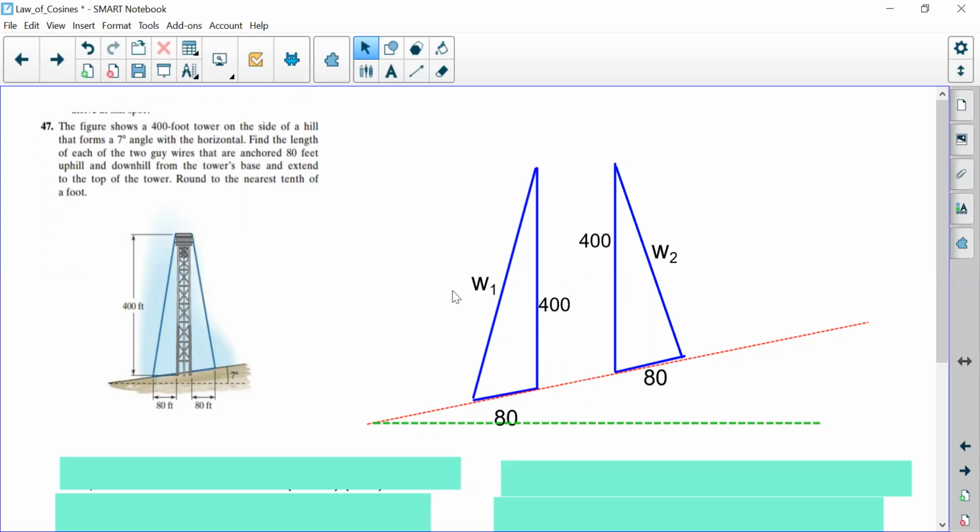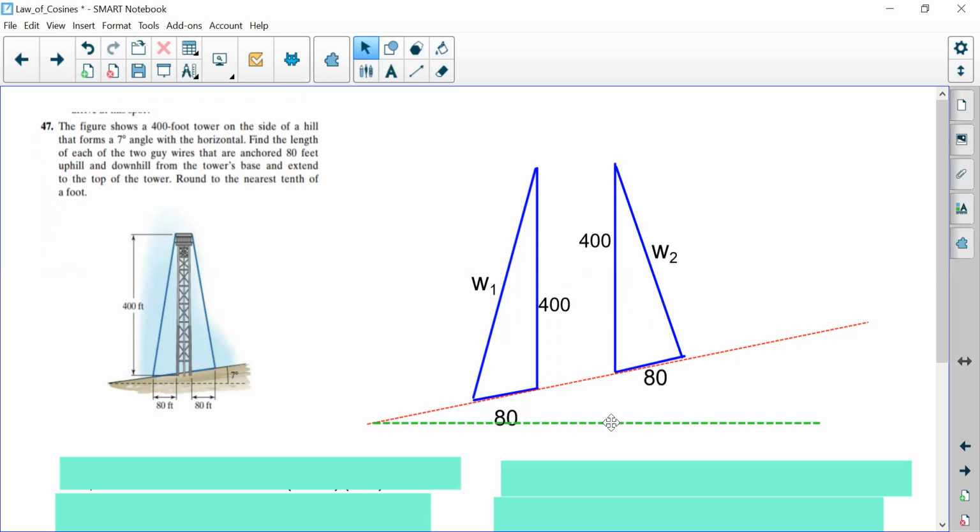And I'll call wire 1 just this wire over here, and wire 2 this one over here. And what do I know about these two triangles is that they both have a vertical leg of 400, and these two smaller legs are 80, and it's on a slope of 7 degrees. I don't know any angles right now. So how am I going to find this? I can't use SOHCAHTOA because I don't have a right triangle.